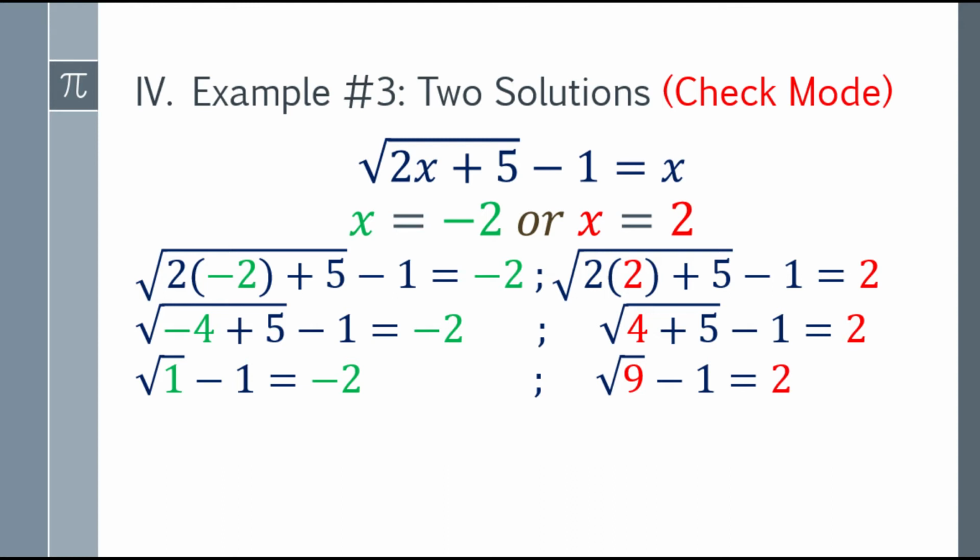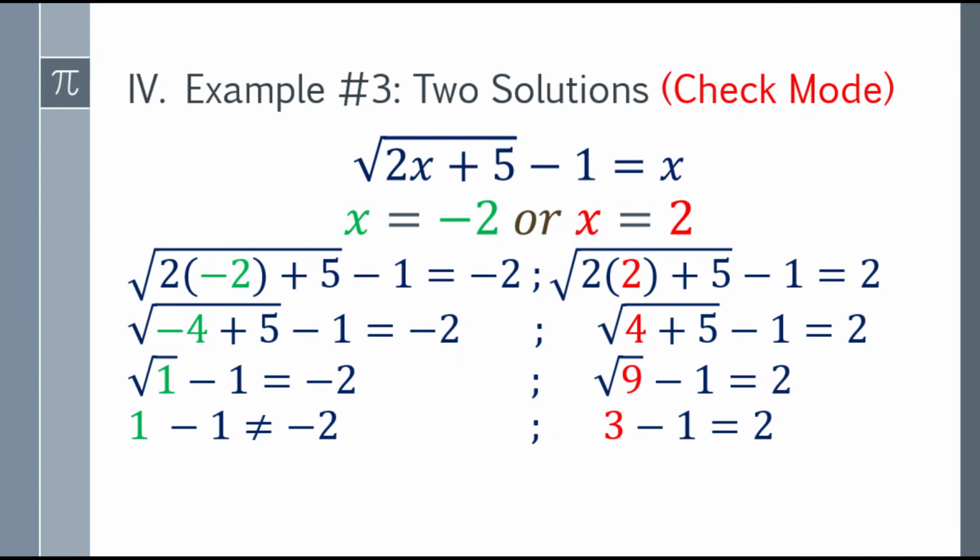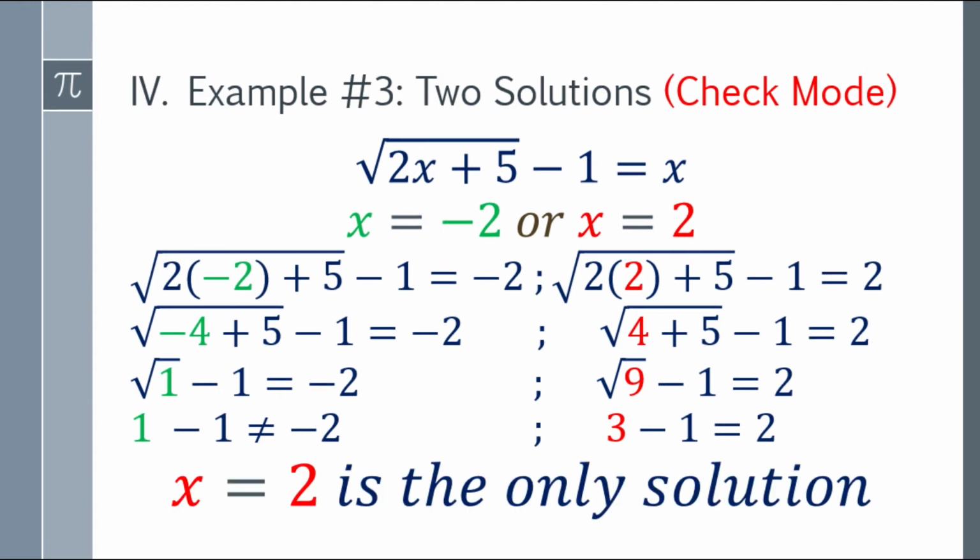So moving on, that will be 1 minus 1. Of course, it's not equal to negative 2. So hindi siya equal. So right solution naman, we have 3 minus 1. The square root of 9 ay 3. 3 minus 1 is equal to 2, which is correct. So we can say that x is equal to 2 is the only solution.